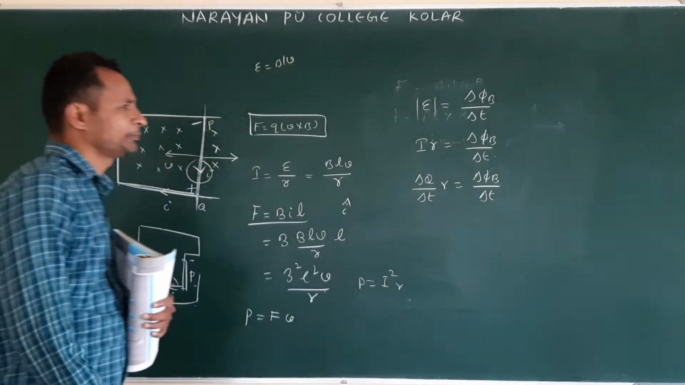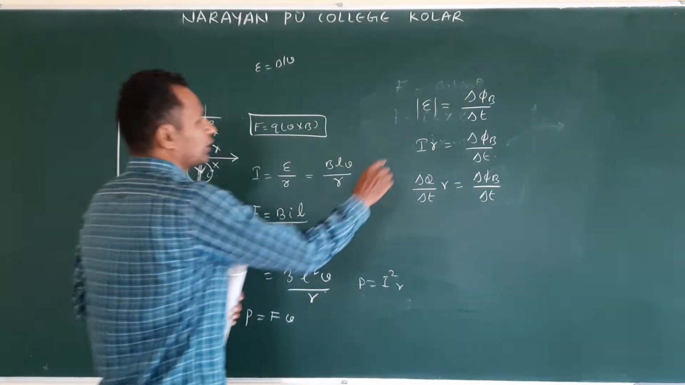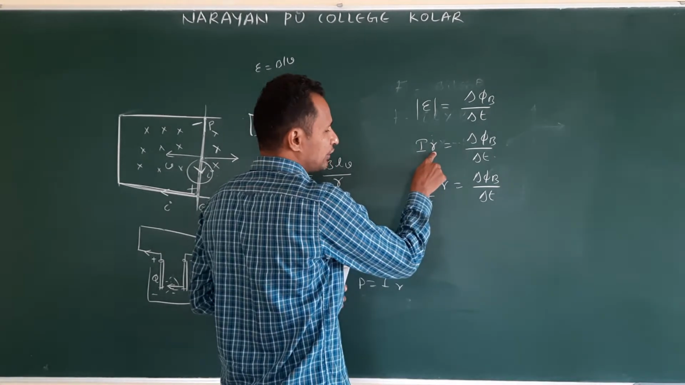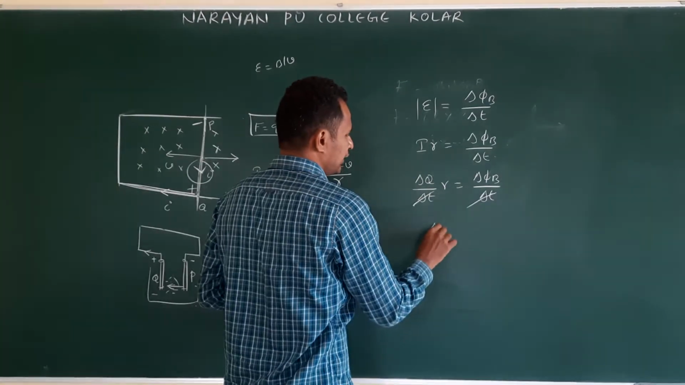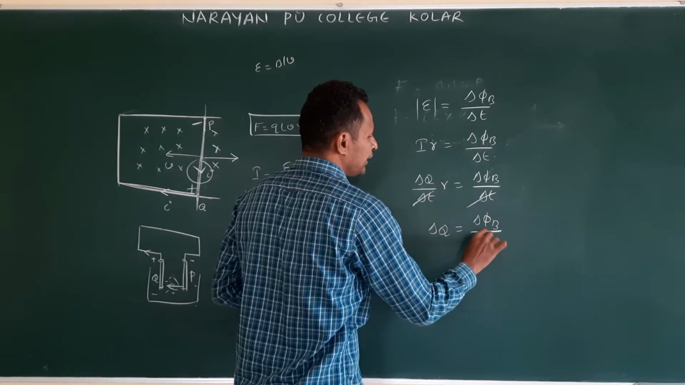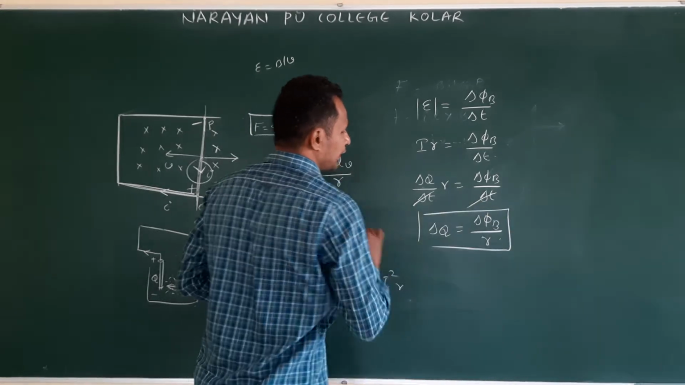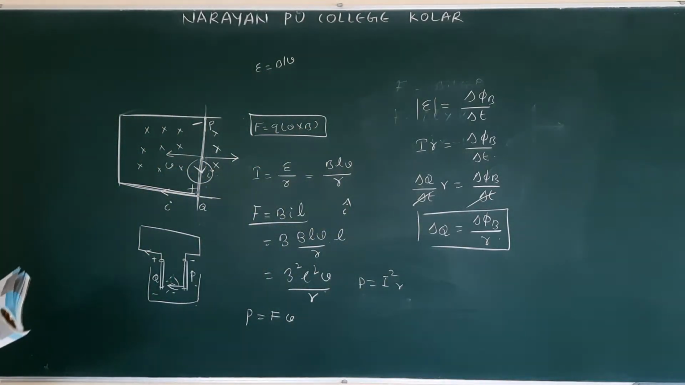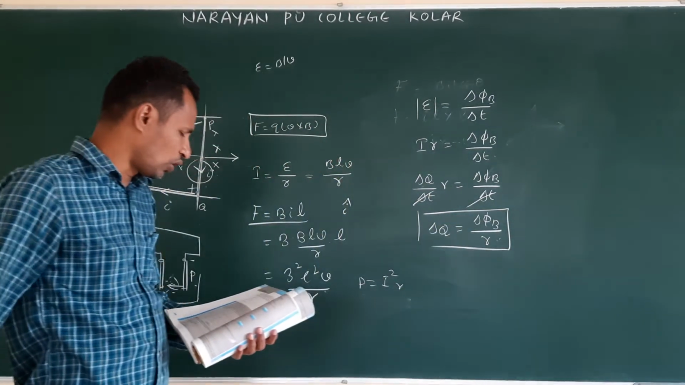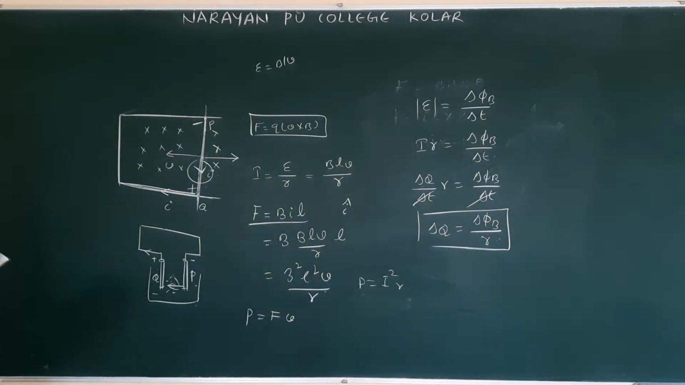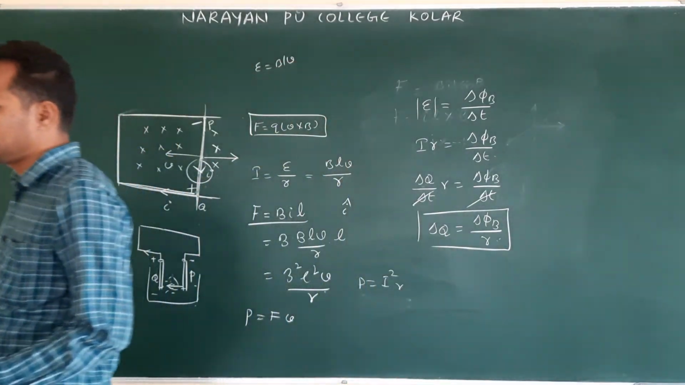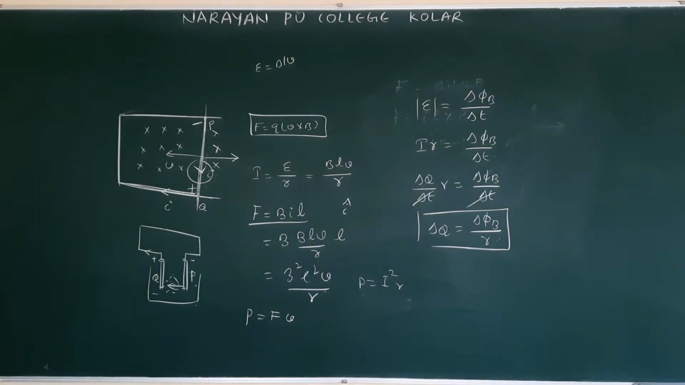Any objection? I is what? Current, the rate of flow of charge. R is the resistance of the rod. So the delta t cancels. Delta q is equal to delta phi B by R. This is a very important formula. It relates charge, flux and resistance of the rod. Clear? We do expect questions on this in competitive exams, so make a note of this.